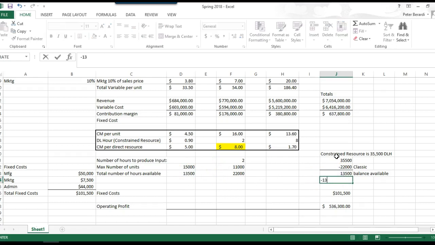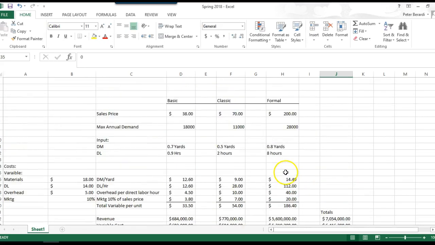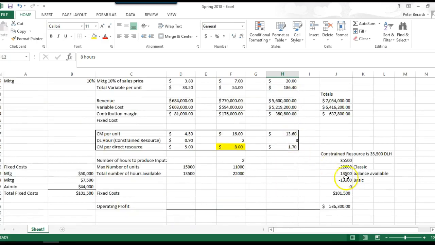So we're going to take 13,500 off our balance for the basic. And that leaves us with 0 left, which means we have no hours to produce formal, which has a maximum demand of 28,000 at 8 hours. 1 hour to produce 28,000, 8 hours to produce one formal exceeds our constraint.